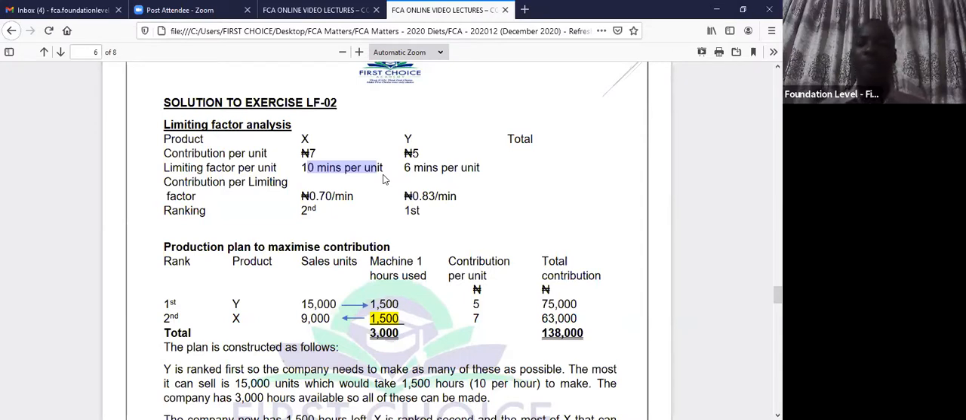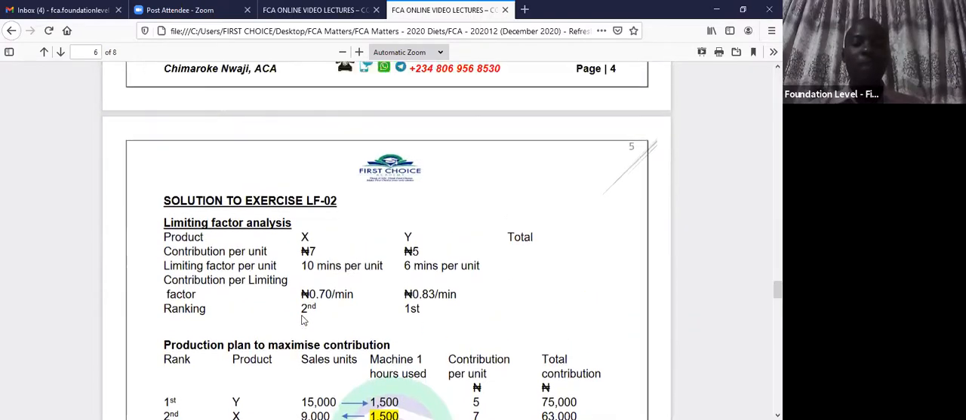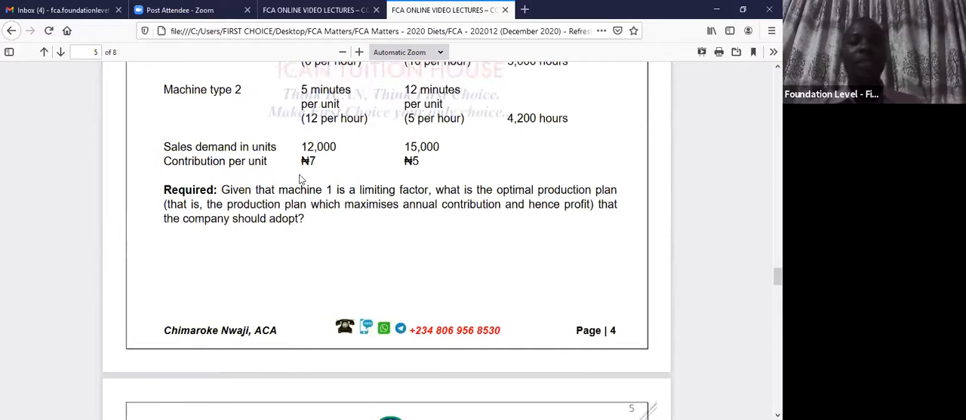1,500 hours available. Convert it to minutes by multiplying by 60, because 60 minutes make 1 hour. You have 90,000 minutes. And if your product is taking you 10 minutes to do one, you simply divide by 10 minutes, you have 9,000. So it means 9,000 is what you can only do for product X, as against 12,000 that you were given.